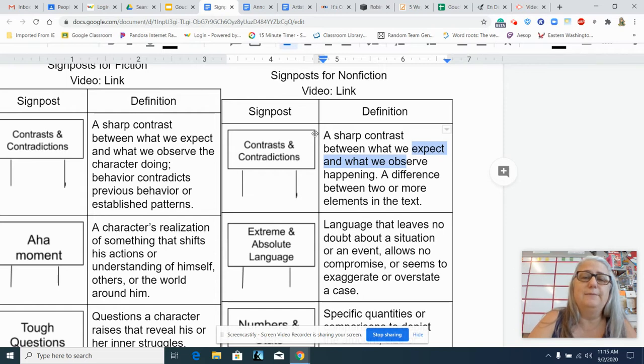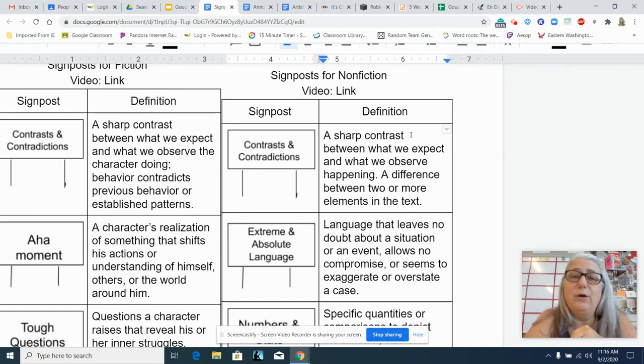So as you're reading, you're going to want to be looking for contrasts and contradictions, right? Somewhere you're going to see two ideas or two concepts that are butting heads with one another, that don't connect in any way. As it says here, there's a contrast between what we're expecting and what we see actually happening. There's some differences taking place. The bride said that she was ecstatically happy on her wedding day as she cried, right? Happy, cry. Those are two contrasting ideas.